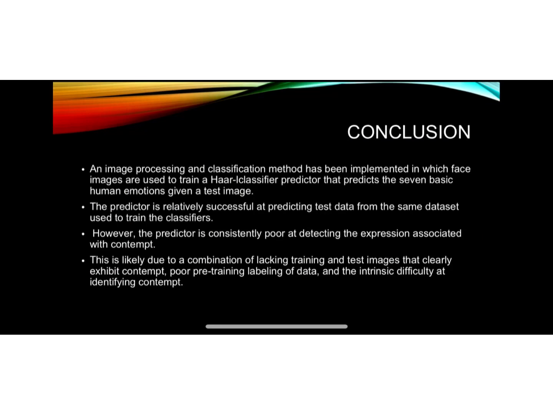In conclusion, an image processing and classification method has been implemented in which face images are used to train a Haar classifier predictor that predicts the 7 basic human emotions given a test image. The predictor is relatively successful at predicting the test data from the same dataset used to train the classifiers. However, the predictor is consistently poor at detecting the expression associated with contempt. This is likely due to a combination of lacking training and test images that clearly exhibit contempt, poor pre-training labeling of data, and intrinsic difficulty at identifying contempt.